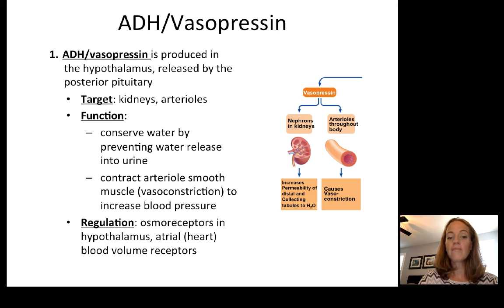Also, blood volume receptors in the heart, or the atria of the heart, can trigger release of ADH, namely if blood volume or blood pressure is too low. So vasopressin or ADH will be released. It can then conserve water or constrict blood vessels. The net effect of that will be to increase blood volume and increase blood pressure.